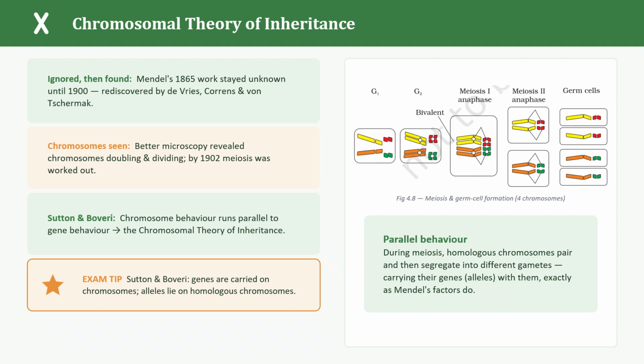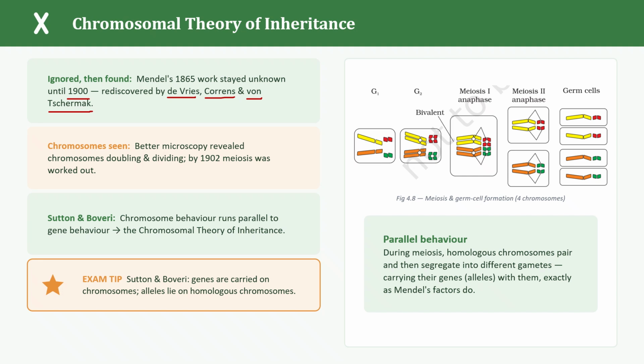And then rediscovery happened in the year 1900. So what happened in 1900? See, three scientists independently discovered Mendel's work. Who are they? First one is Hugo de Vries, and then Carl Correns, and then Erich von Tschermak. So rediscovery was done on his findings. Yes. So then what happened?